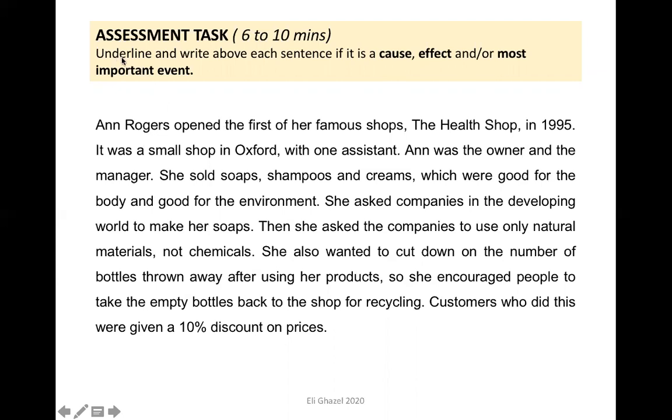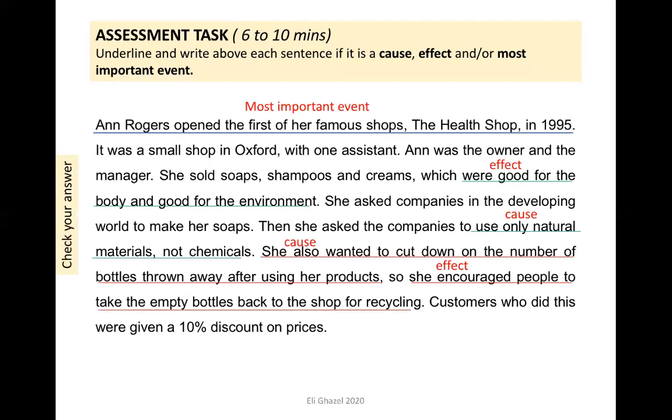So if you want to repeat this in a test, you repeat it exactly as it is. You bring a new paragraph, that's all. And you say underline, and right above each sentence write if it is a cause, effect, or most important event. You give them time to do it. They can do it as an assignment, but it's much better if you do it in the classroom. And this is if you want them to check their answer.